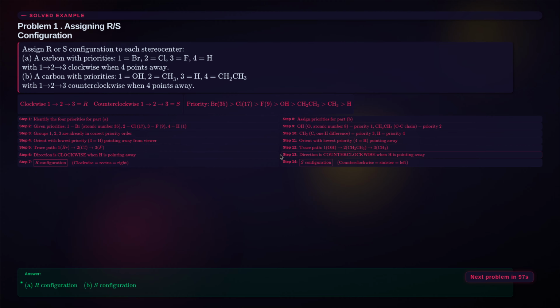Part B, a carbon with priorities 1 equals OH, 2 equals CH2CH3, 3 equals CH3, 4 equals H. The path from 1 to 2 to 3 is counterclockwise when H is pointing away. Counterclockwise gives S configuration. The specific rotation formula allows us to calculate this precisely.